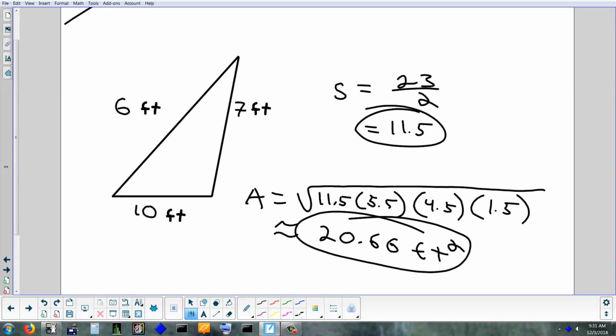How do you get 5.5? Yep. So we did the semi-perimeter, 11 and a half, minus 6. Then 11 and a half minus 7, and 11 and a half minus 10. It's S minus every side. It doesn't matter which side you call A, B, or C.